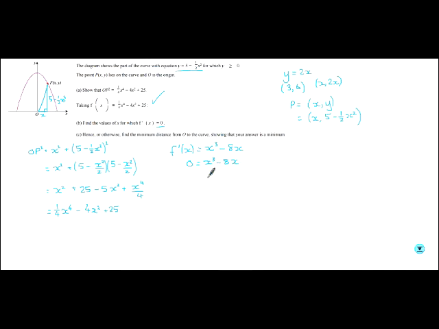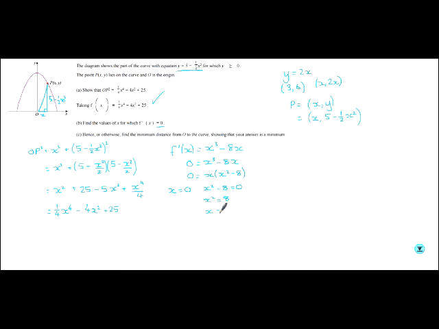Now I can see here that I can factorize. I can take x outside, so it's going to give me x squared minus 8, and that's going to be equal to 0. So I can get some solutions here. I can split these equations up, so x is equal to 0, and x squared minus 8 is equal to 0. Therefore x squared must be equal to 8.